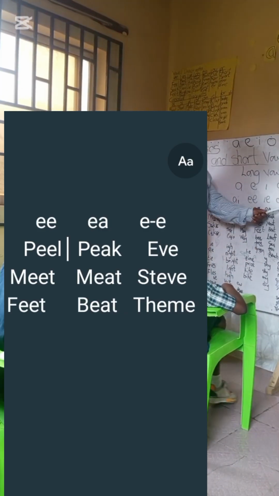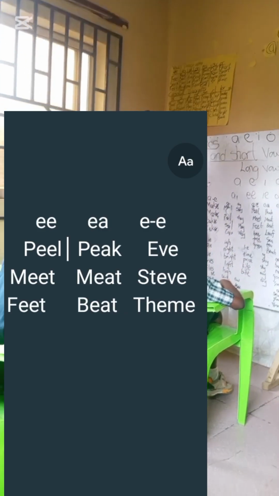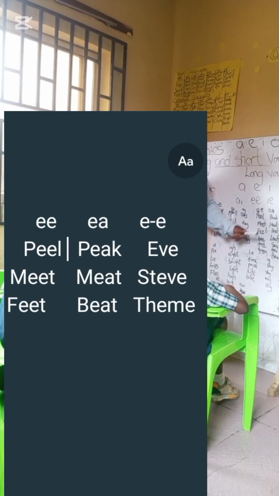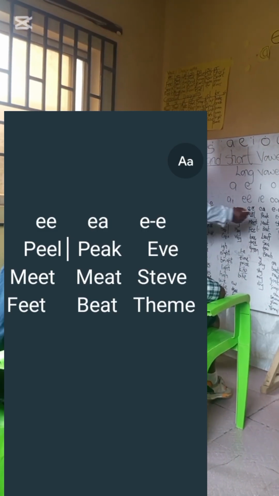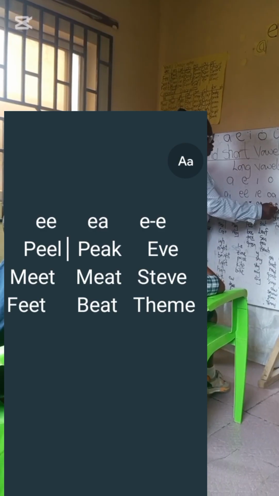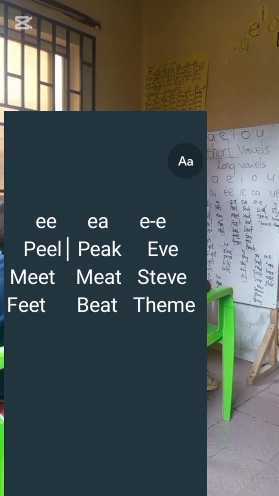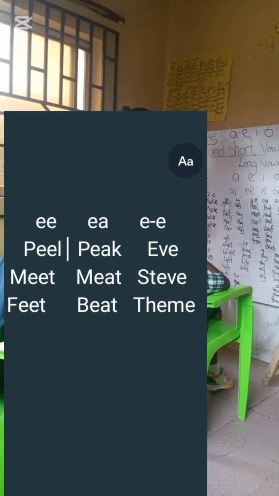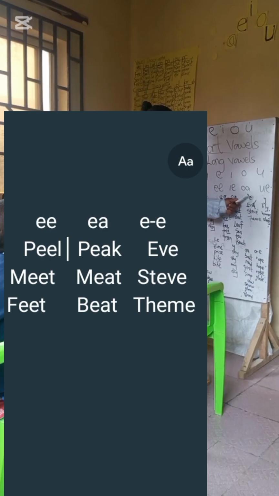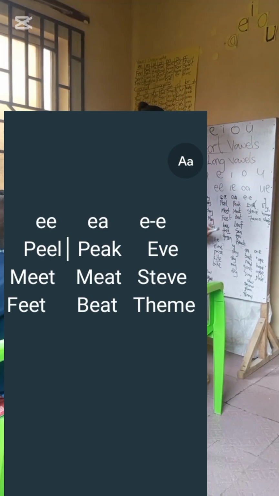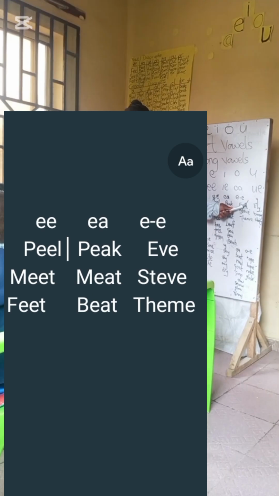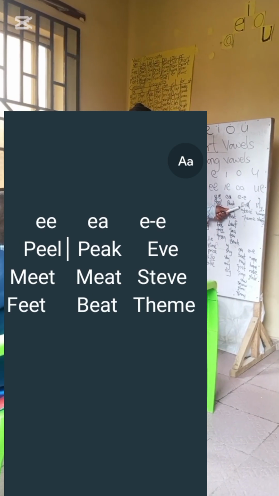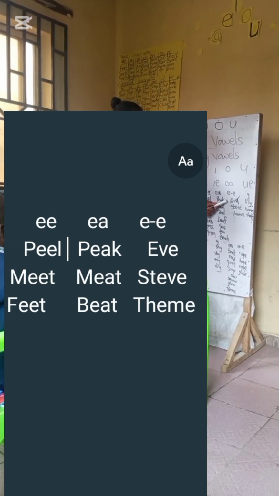Then we have E and E separately. Don't forget I said in a word, whenever you have two vowels, it's going to take the name of the first vowel while the second vowel is silent. So now we have E as in eve. You can only hear your E and your V. Am I right? You can only hear your E and your V. That is eve.